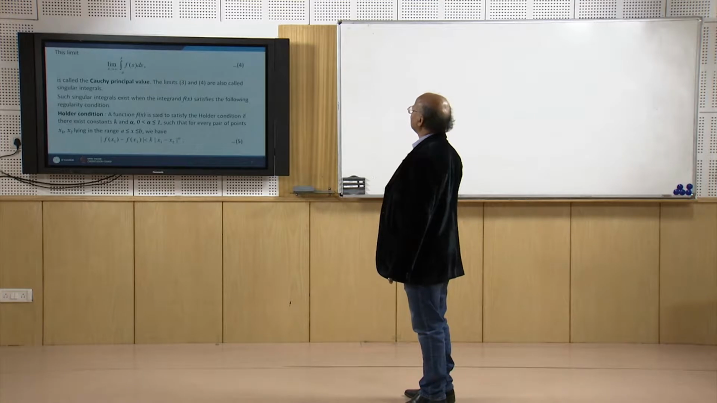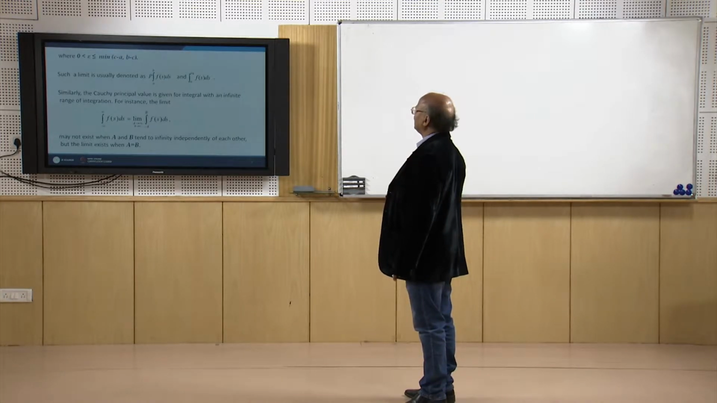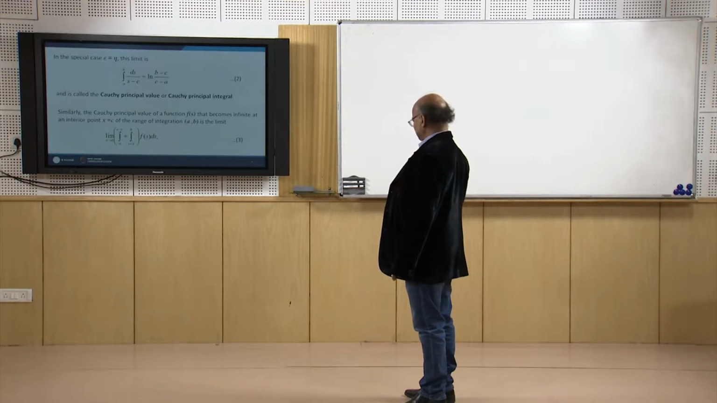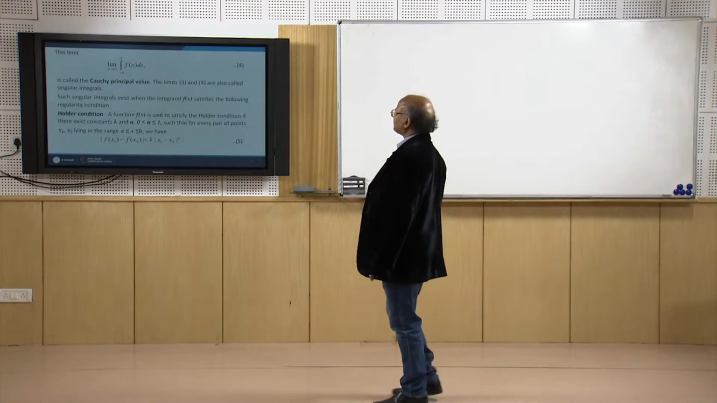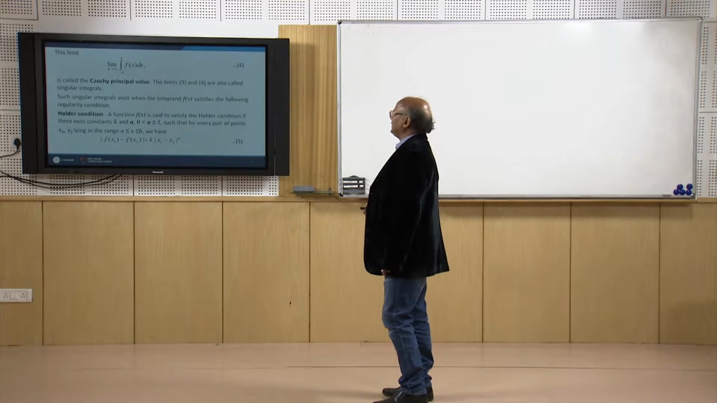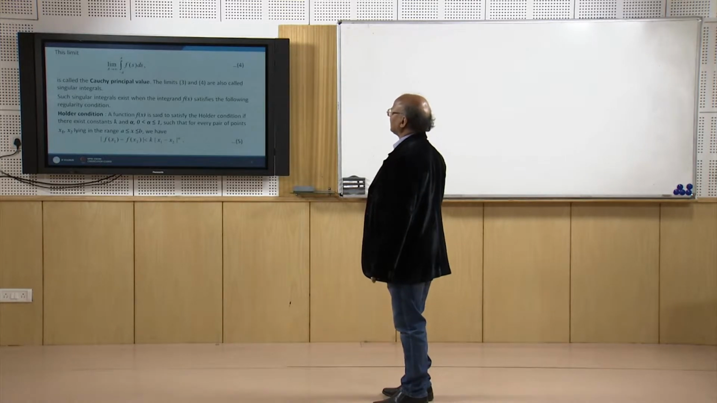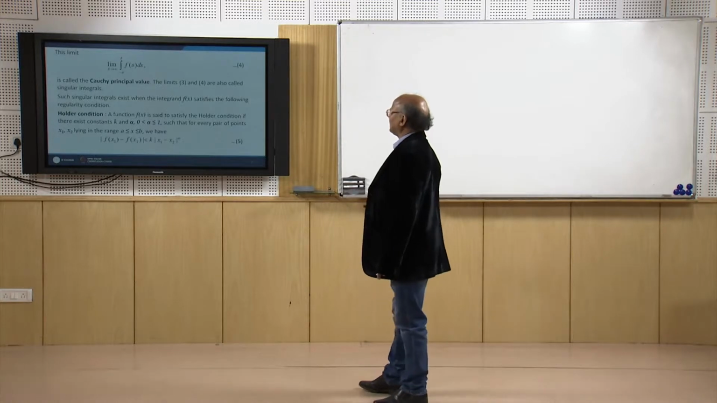So this is also called a singular integral. Similarly, this one, 3, is also called a singular integral. Now such singular integrals exist when the integrand f(x) satisfies a condition. So there is a condition which the function f(s) has to satisfy in order that such singular integrals exist. The condition is called the Holder condition.